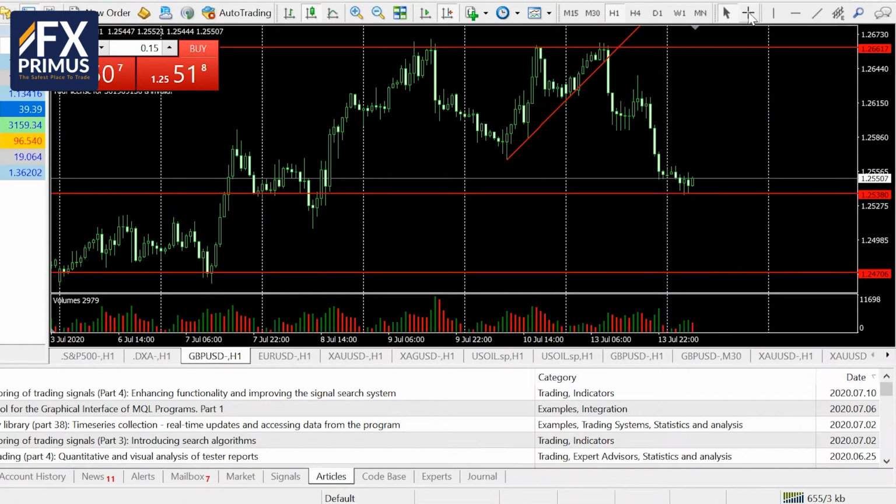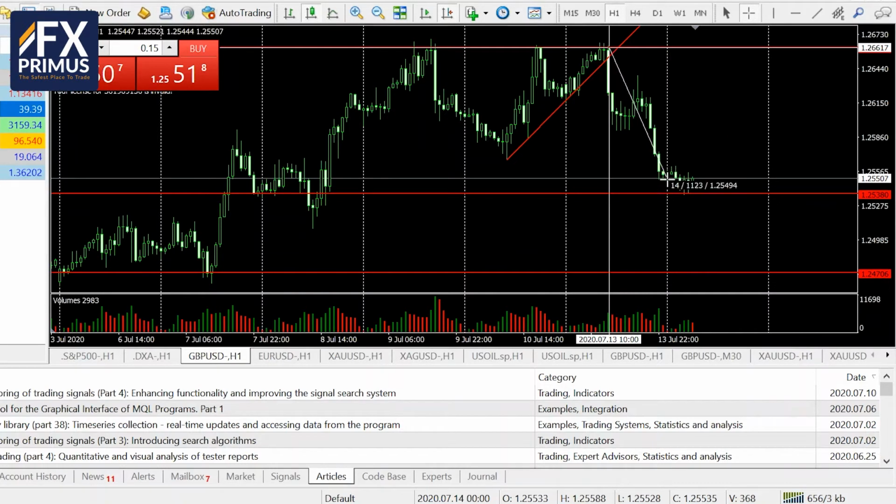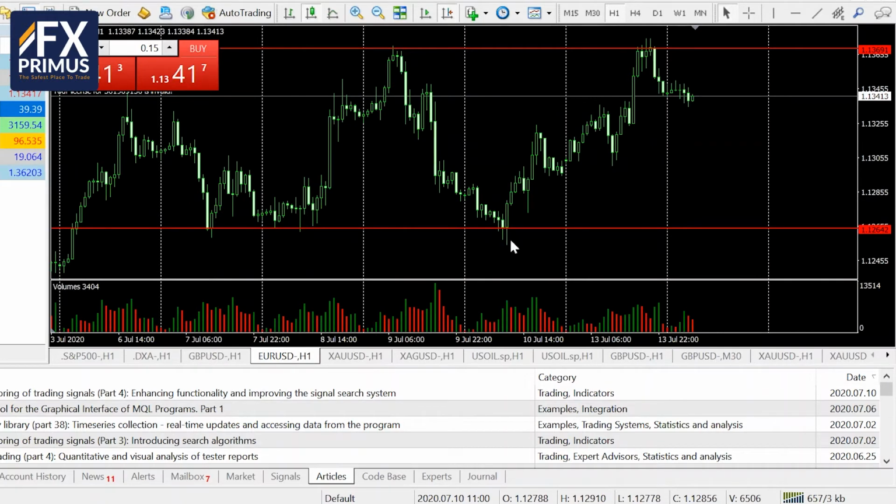So overall, from the top here at 3 p.m. local Singapore and Malaysia time, all the way to the bottom during the US trading session, the UK pound moved down by about 110 pips. So then moving on to the euro dollar.